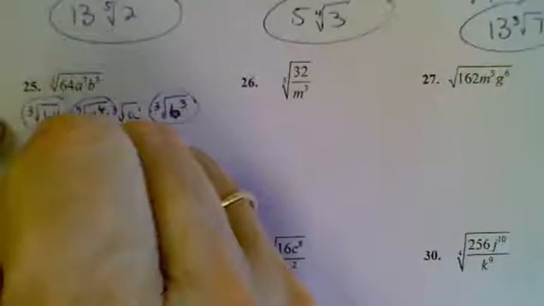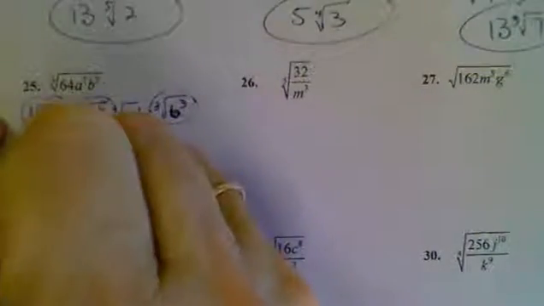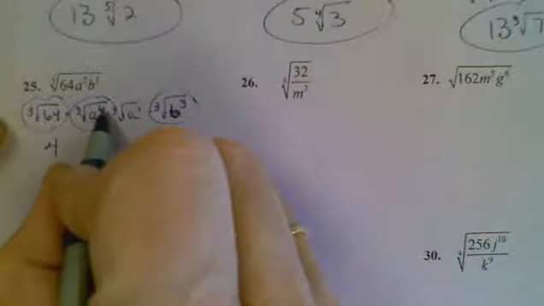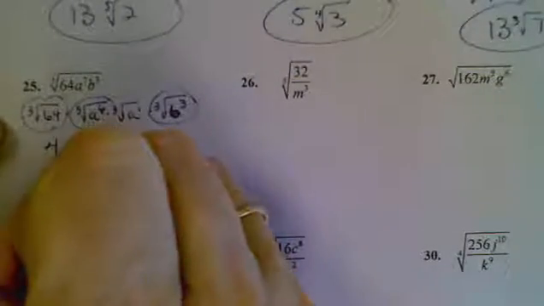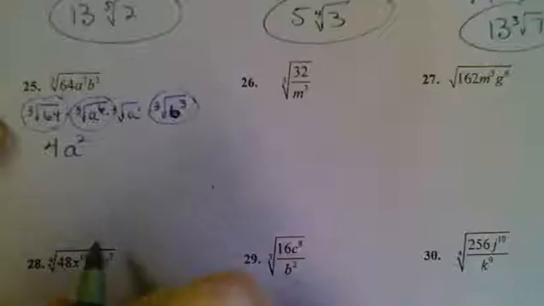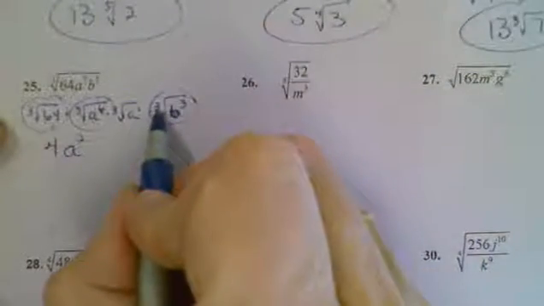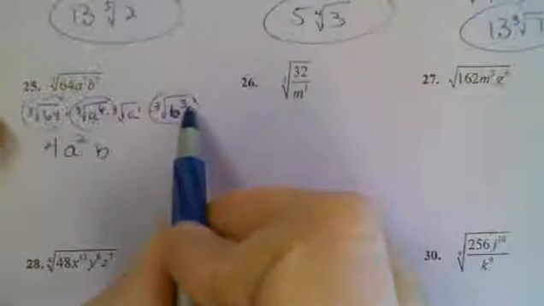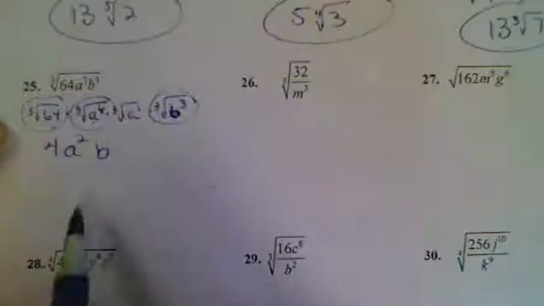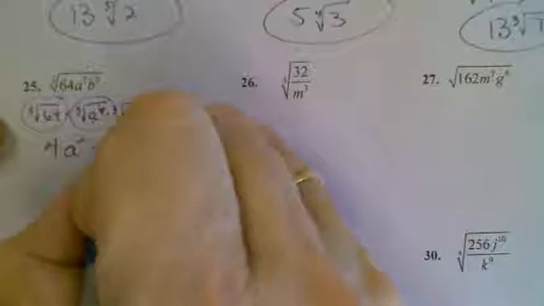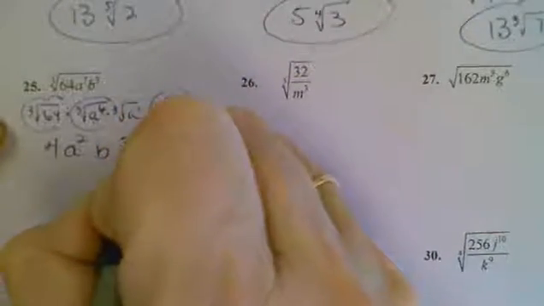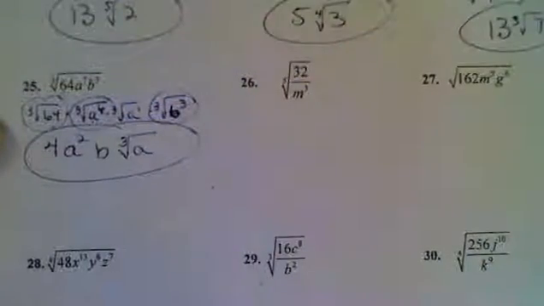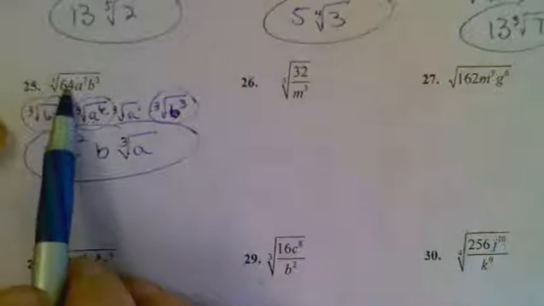Cube root of 64 is 4. Cube root of a to the 6th, 6 divided by 3, is a squared. B to the 3rd, cube root of that, 3 divided by 3 is b to the 1st. So all you're doing is dividing, thinking of this divided by that. What I didn't circle has to stay under the radical, so I have the cube root of a under the radical. All right, so you're just breaking these things up.